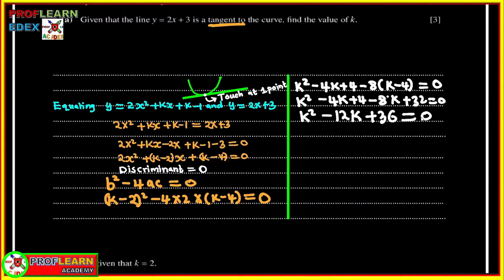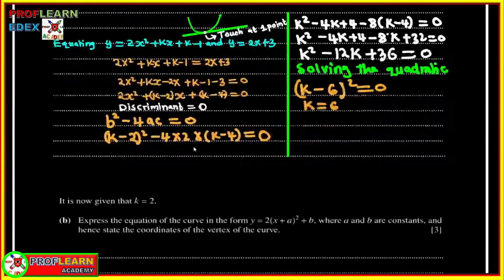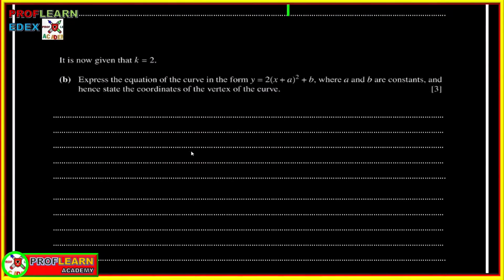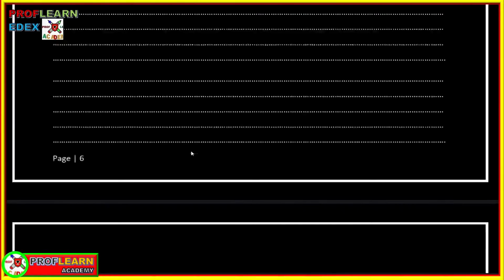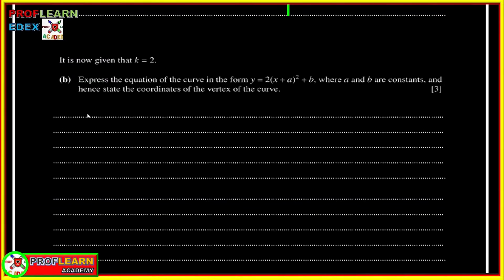We are going to get the value of k to be equal to 6. Only one value. The value of k is 6. Now, given that k equals 2, express the equation in the form. Surely, we have done this kind of question enough, so I don't believe we are going to dwell much on explaining this one.